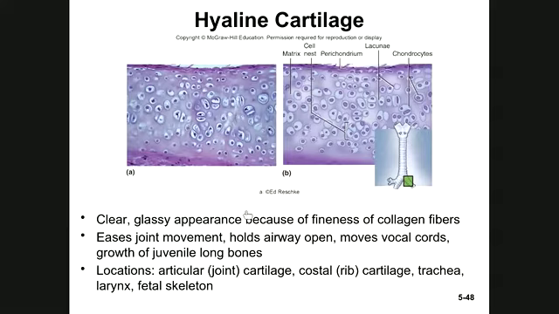This type of cartilage is located in our joints and it can help joint movement. They are located in our trachea and bronchus and they can hold these airways open for us. They can move vocal cords and they help growth of juvenile long bones. And their locations are in articular cartilage, costal cartilage, trachea, larynx, and the fetal skeleton.